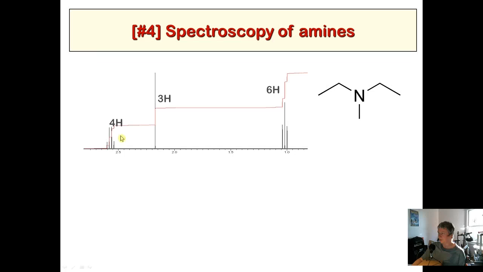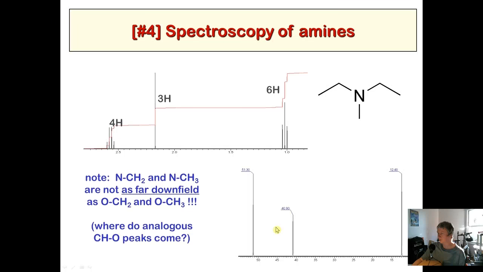Okay, and of course the quartet triplet indicates the ethyl group. This is the carbon. There's a little bit of a downfield shift in the carbon. So nitrogen is not as far downfield as oxygen. Where do they come if they're next to oxygen? Kind of in the 3 to 4 region, which is where our chart puts them.